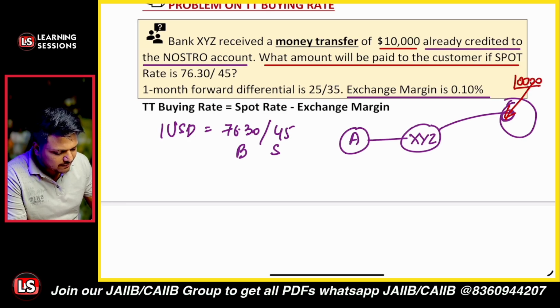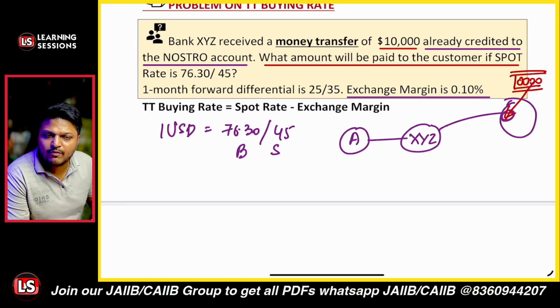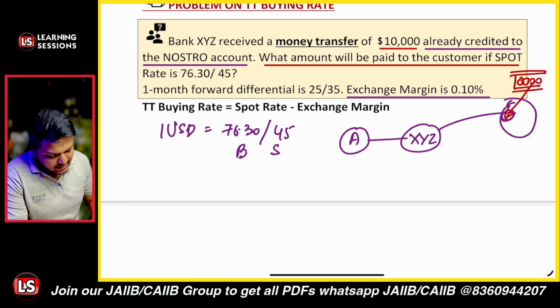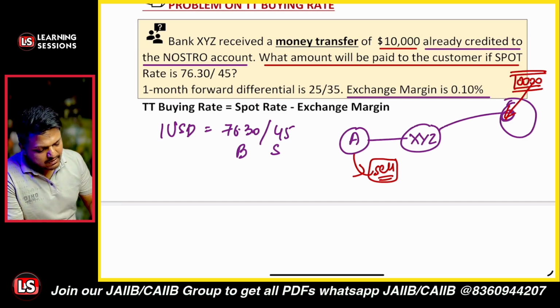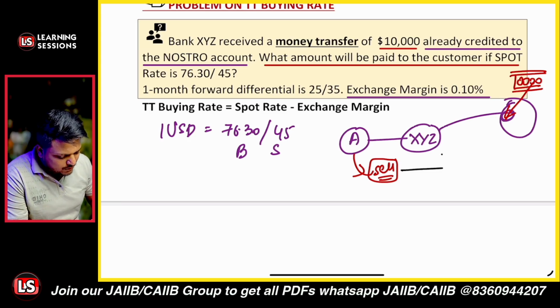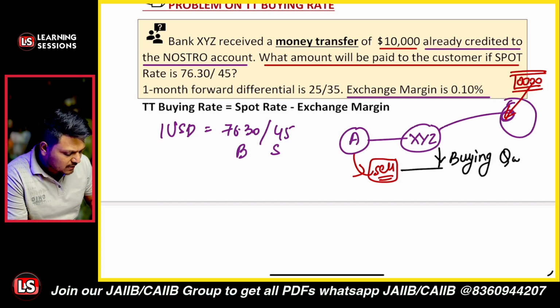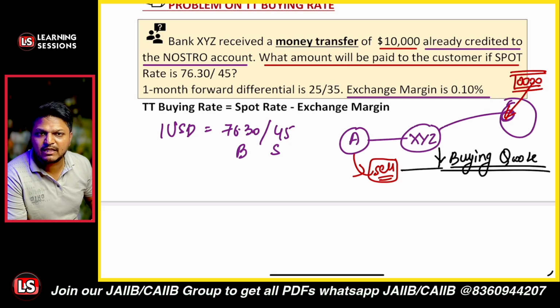This is already credited, right? Now what we basically want to do: these $10,000 belong to person A. The person is the beneficial owner, and person A wants to sell these USDs. Because a customer is involved, merchant rates will be applicable, and person A will be able to sell at a price at which the bank is ready to buy. It means the buying quote will be given by the customer, right? So it's a buying quote.